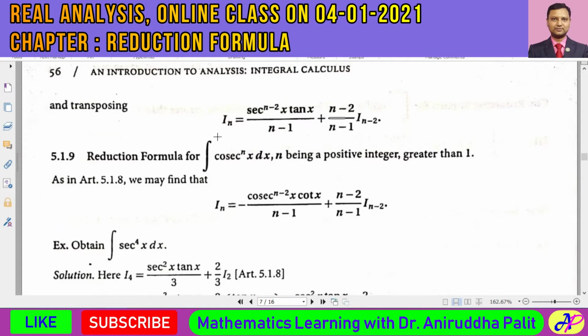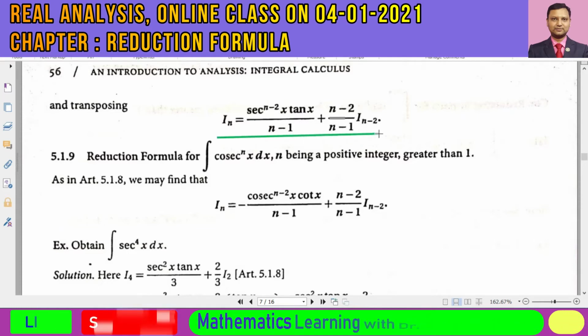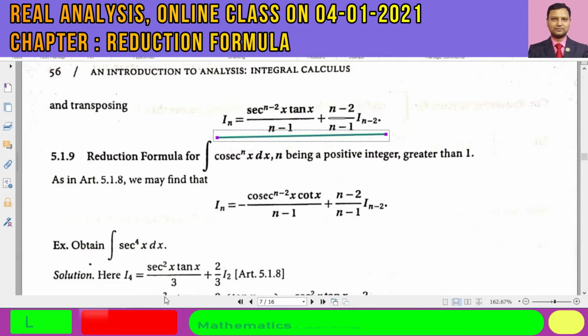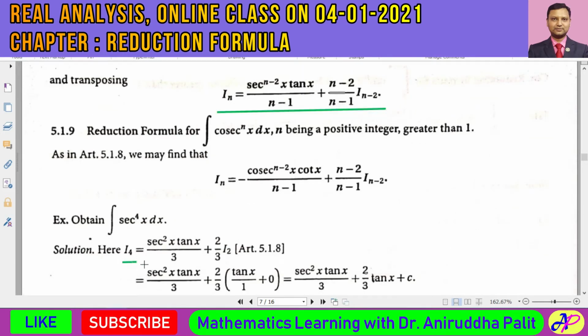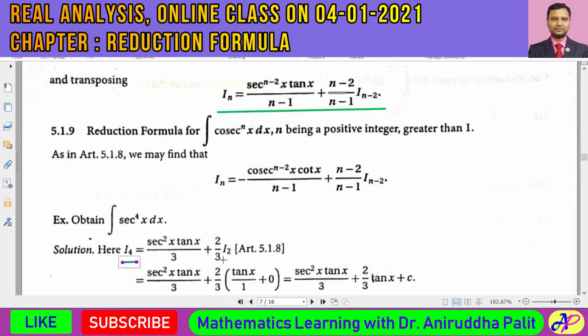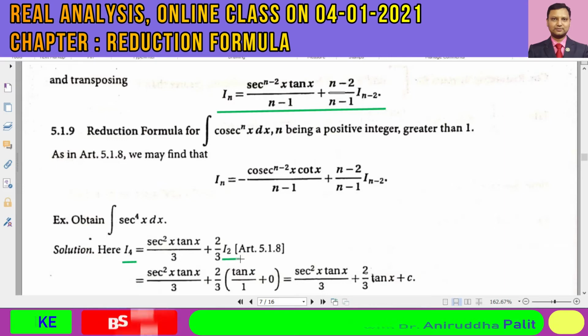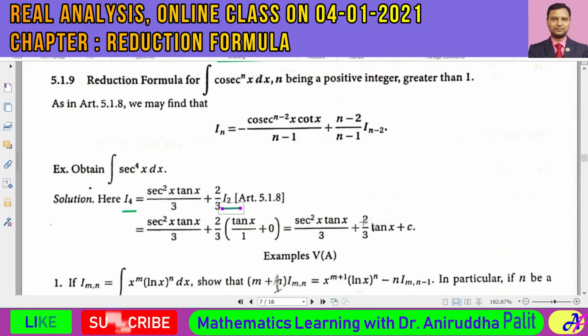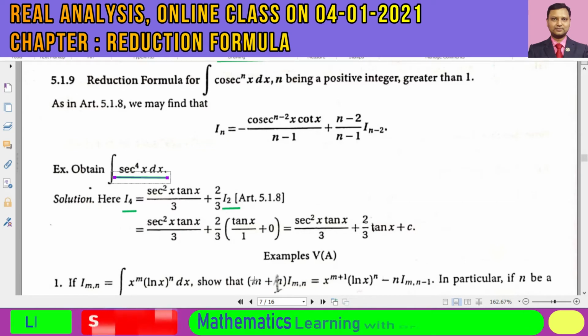Over here, if you put n equal to 4 in this reduction formula, we can compute I4, and that expression would involve I2. And again, if we put n equal to 2, we can compute I2. I2 can also be directly computed, because in that case sec square x dx would appear, and the integral of sec square x is equal to tan x.